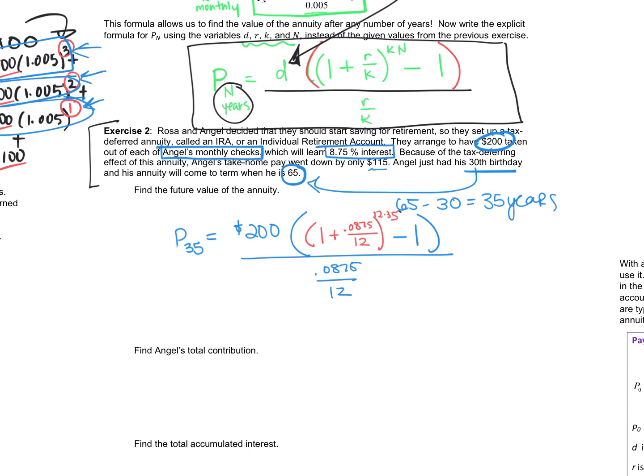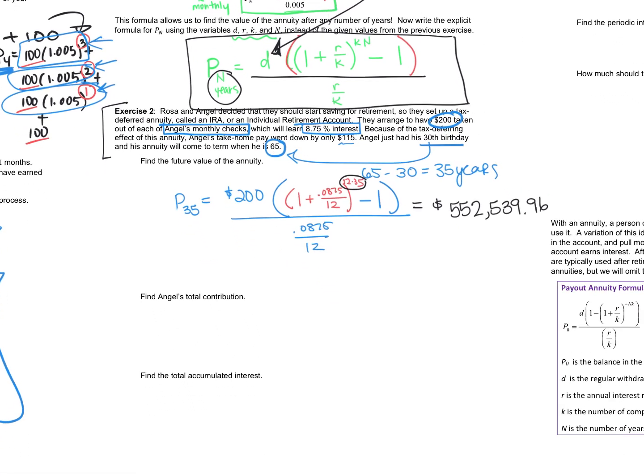Just make sure that this is the exponent, so you might want to multiply that out first. That might be helpful. And then sometimes people will put this whole denominator in a parenthesis as well. Not necessary if you're using decimals. Just make sure it looks exactly like that. And if you entered it all incorrectly, it should show you a balance of $552,539.96. And so that's the amount that should be there.